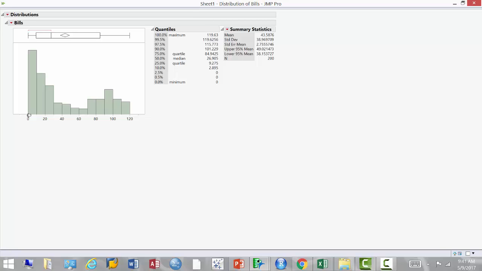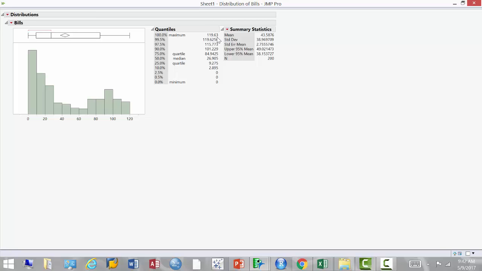So by default, what JMP did is, the first number I see here is 20, right? And before 20, I have two different bins, two different categories, okay? So the default size for this chart specifically is 10, right? JMP basically said that all of my numbers, and we can see them right here in the quantiles, were somewhere between 0, which is the minimum, and $119.63, which is the maximum.